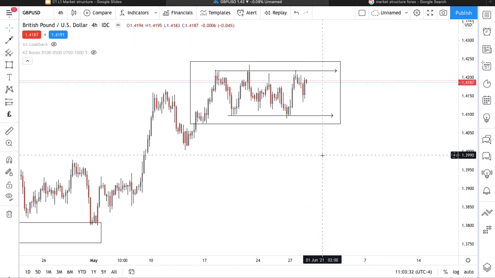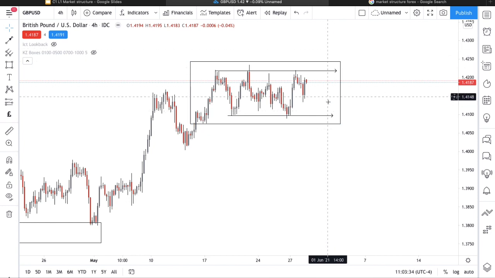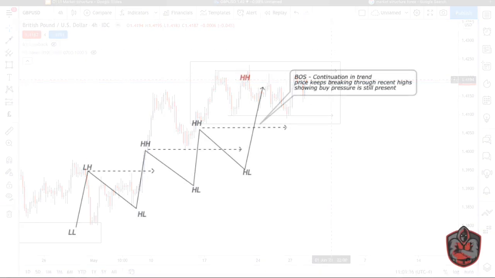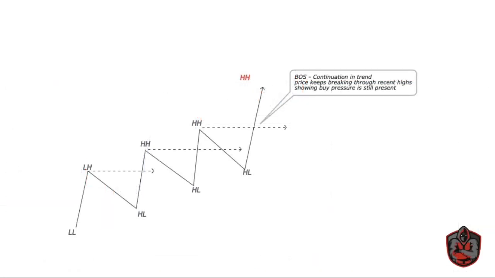Once I get that break of structure, that's when I start to look for buy or sell opportunities, and trend reversals. Now I'll be taking you guys through break of structures with signals towards a continuation in trend. So as you can see right over here, price is clearly printing higher highs and higher lows. Now, how do you know price is continuing its move to the upside?